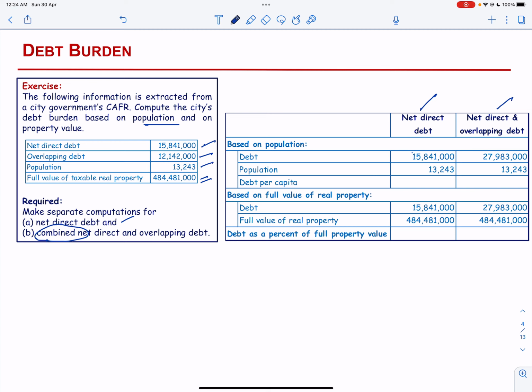Based upon population, the debt is 15,841. Then the population is 13,243. So the debt per capita will be the debt divided by population, and that will give us 1196. So the debt per capita is 1196.